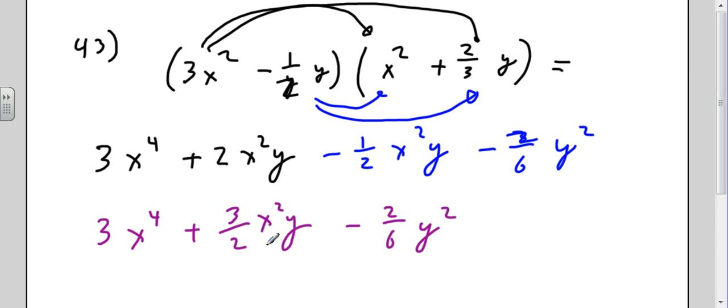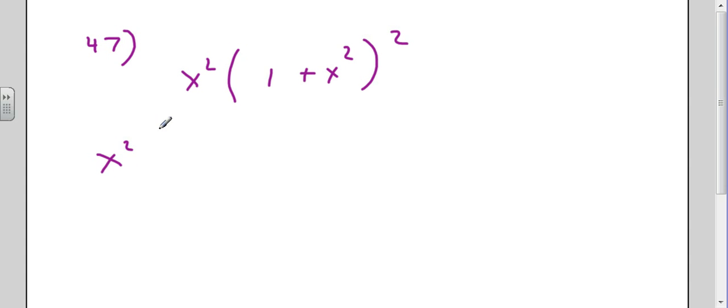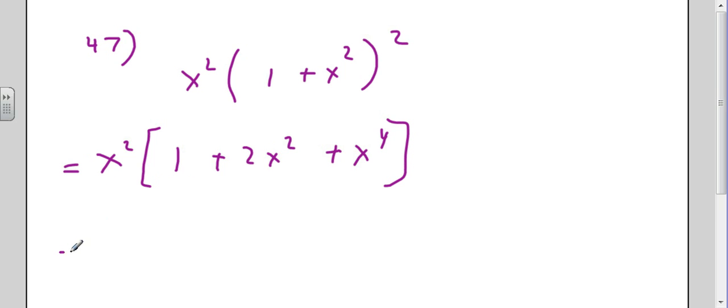So you want me to do 47 next? Okay, I'll do 47 next. 47: x squared times (1 plus x squared) squared. Alright, so I got x squared times 1 plus 2x squared plus x to the 4th. I'm going to write it the other way: x to the 6th plus 2x to the 4th plus x squared.